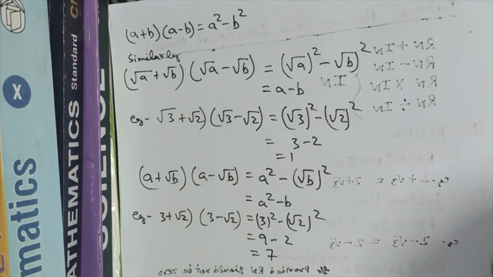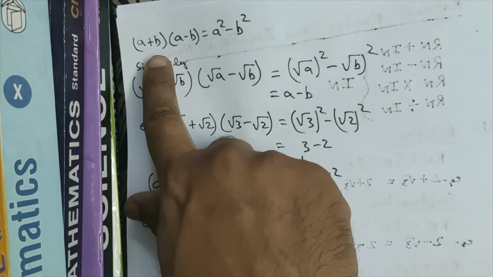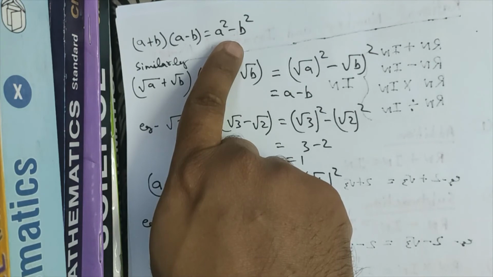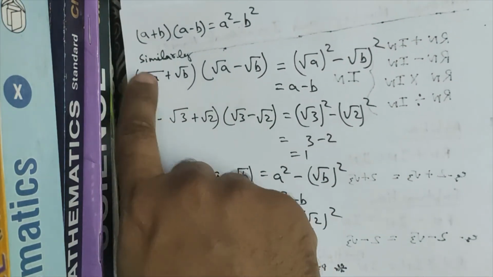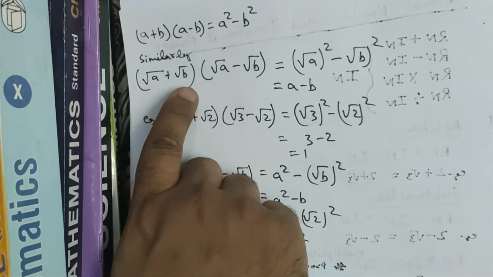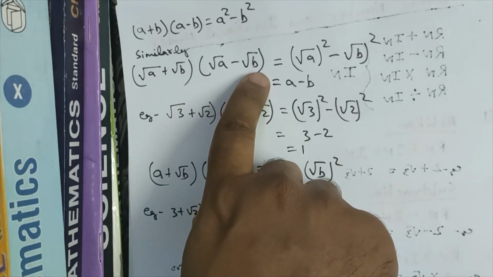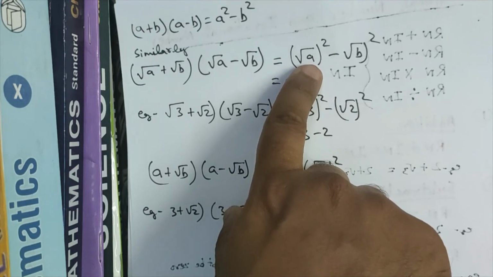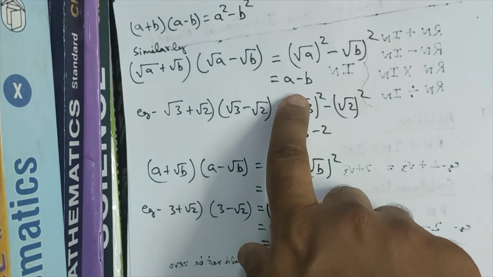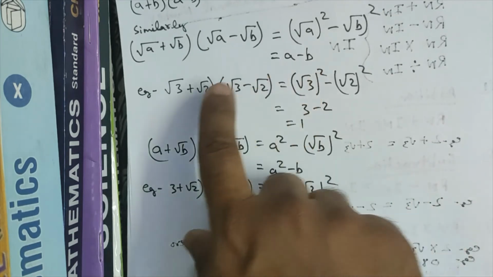Okay, so next, you must have studied in your previous class the identity a plus b into a minus b equals a square minus b square. Similarly, if I replace a by root a and b by root b, then root a plus root b into root a minus root b will be equal to square of root a minus square of root b. That is, square of root a will be a, square of root b will be b, so it is equal to a minus b. Let's take an example.